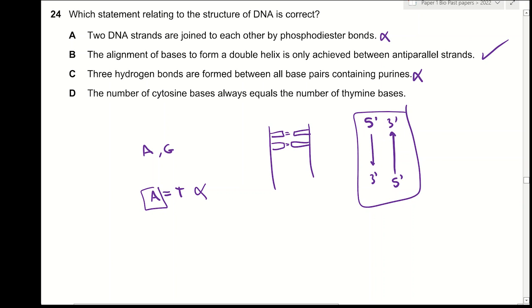D. The number of cytosine bases always equals the number of thymine bases. This is incorrect. The number of cytosine bases would equal the number of guanine, not thymine. Therefore, this is incorrect and the answer is going to be B.